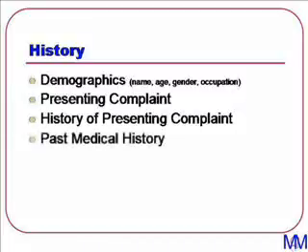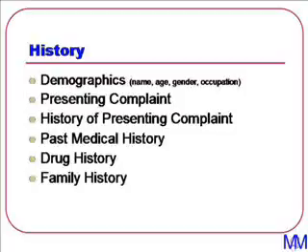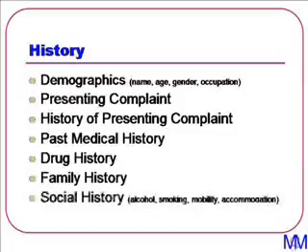We must then cover past medical history, drug history, including dosages and any allergies, family history, of which cancer and cardiovascular disease are probably the most important, and lastly social history, which not only includes habits such as smoking and alcohol, but also home circumstances, mobility, and any recent travel.